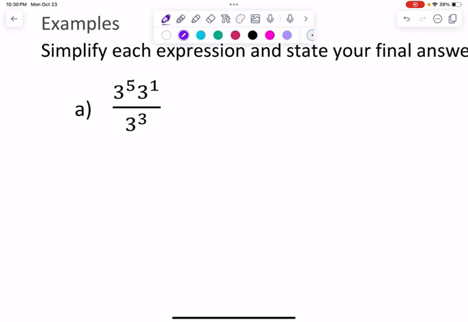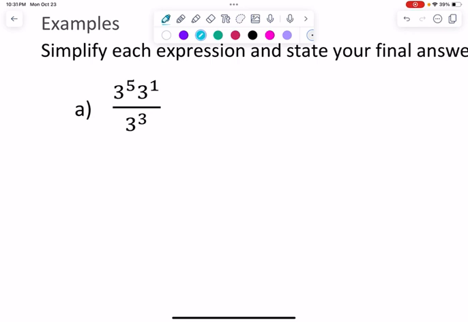Also notice the instructions say to simplify, so we are not evaluating. It's possible that in some cases we can evaluate. We are just not required to. So we always want to keep in mind what the instructions are so that we know what to do. All right, let's get into it.